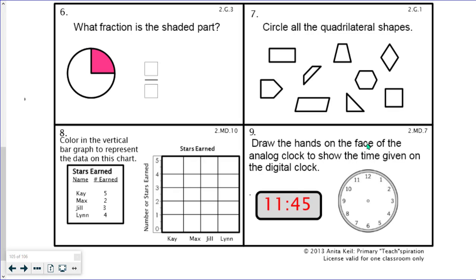Number 9, draw the hands on the face of the analog clock to show the time given on the digital clock. So here's your digital clock. Here's your analog clock like we use during our calendar. Go ahead and pause your video and do number 9.